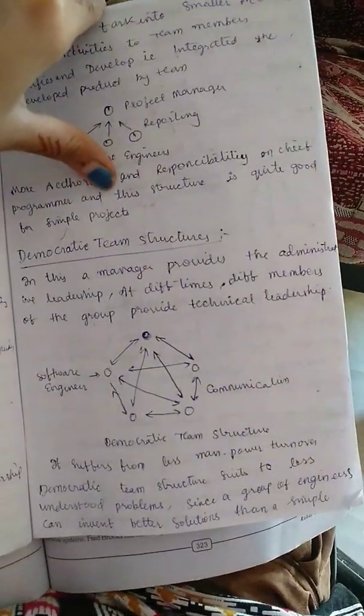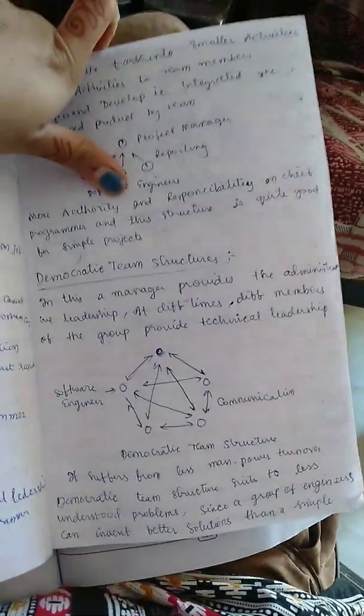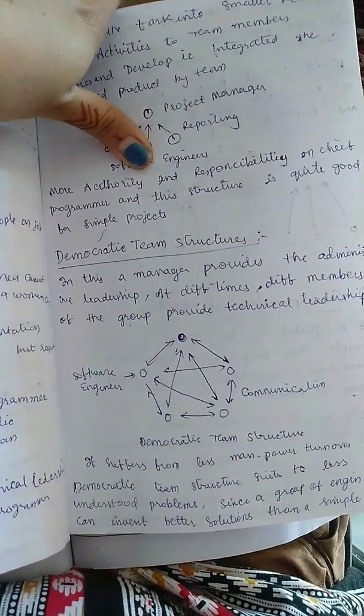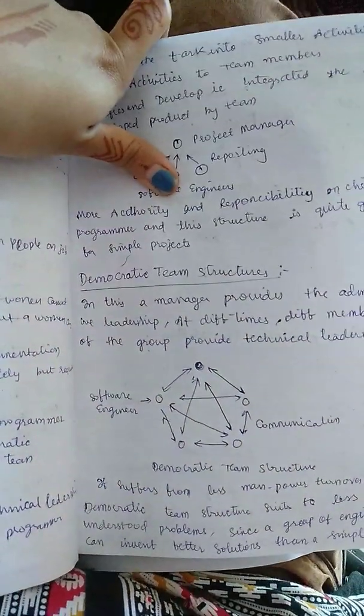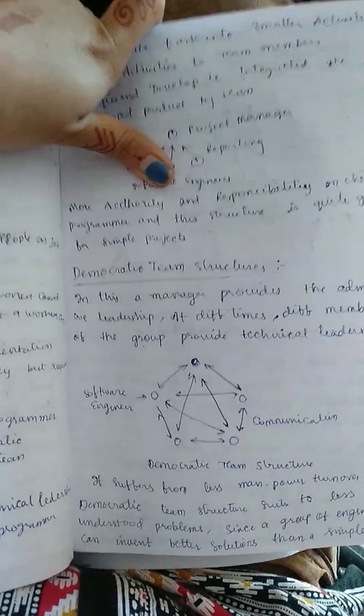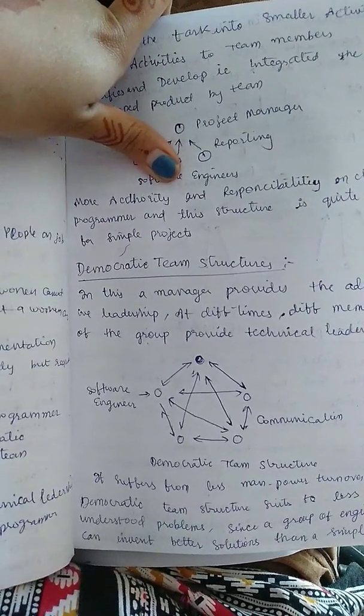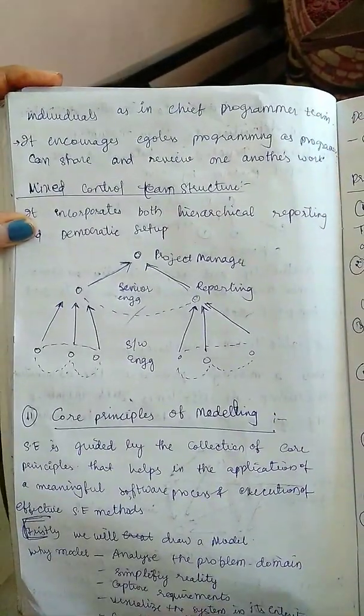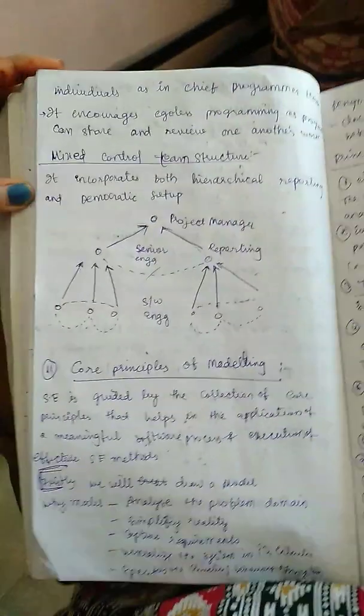If a customer wants to build an application, then he should prefer the democratic team structure, because there are more team members, a group of engineers. Like the chief programmer team, it encourages egoless programming, as programmers can review each other's work.